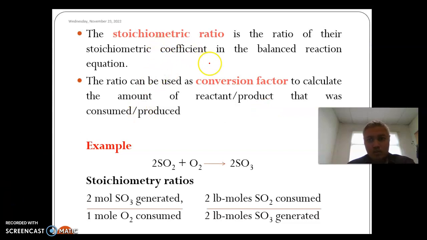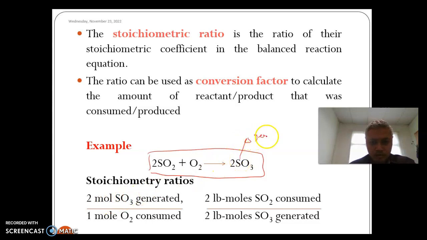The stoichiometric ratio is the ratio of the stoichiometric coefficient in the balanced reaction equation. That means we need to ensure that this equation or reaction is balanced first before we can use this stoichiometric ratio concept. So if we have 2 mole SO3 generated, this is generated or produced, right? So we will have 1 mole of O2 consumed. So this is reacted or consumed.